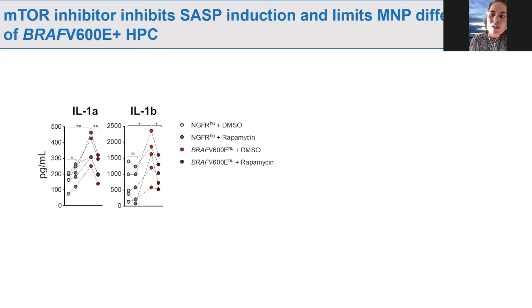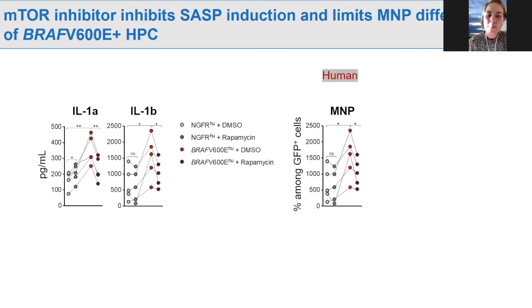It is well known in the senescence literature that the SASP production is driven by mTOR. So we used the mTOR inhibitor rapamycin to diminish the SASP. And you can see here, we treated cells in vitro, and indeed the addition of rapamycin allowed a reduction of IL-1 secretion. And the reduction of the SASP allowed a reduction of the myeloid skewing.